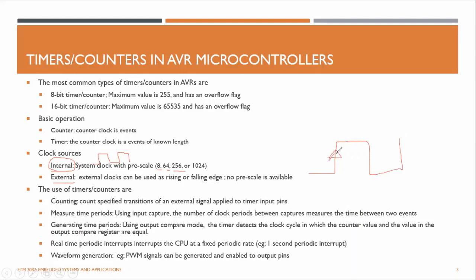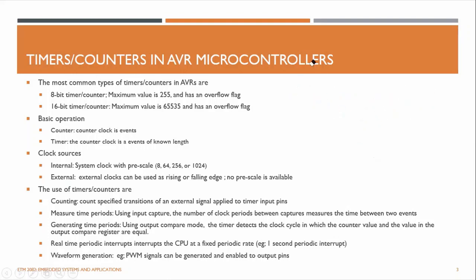It has a rising edge and a falling edge. You can set this register to be updated either on the rising edge or on the falling edge. But if you use the external clock source, you can't use the prescalers, right? Each and every clock pulse will update it, with no prescalers, unlike when you're using the internal clock of the microcontroller.